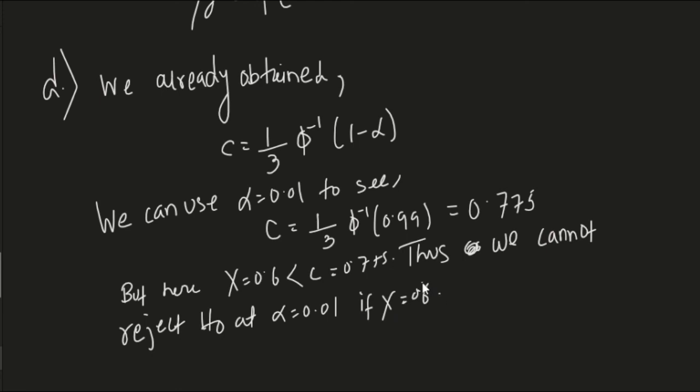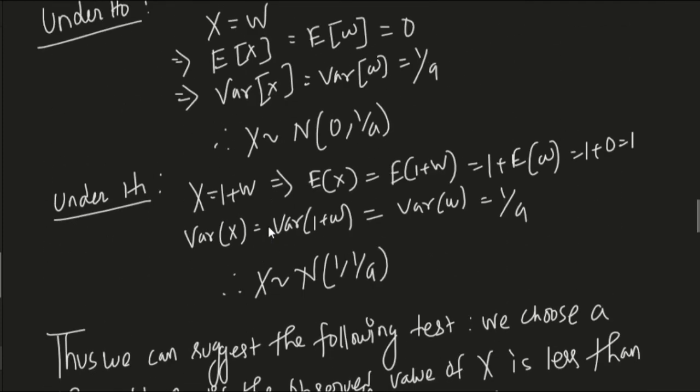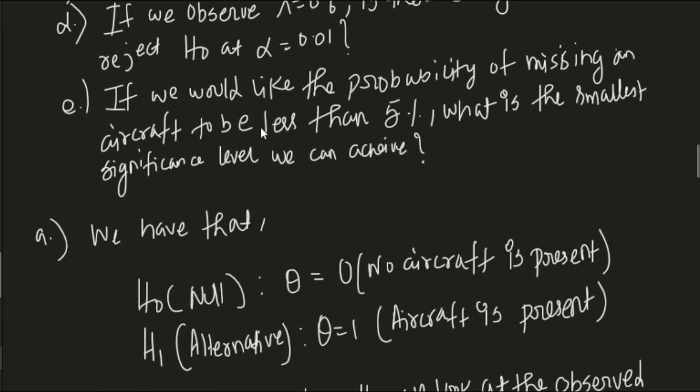Okay. Now we come to the last part, which is part E. If we would like the probability of missing an aircraft to be less than 5%, sorry, what is the smallest significance level we can achieve? Okay.